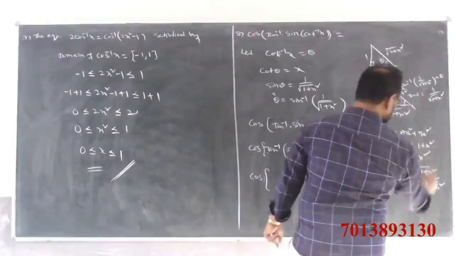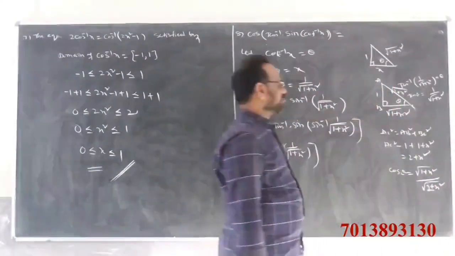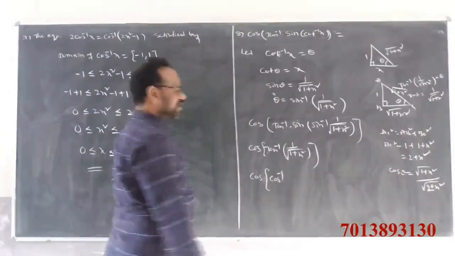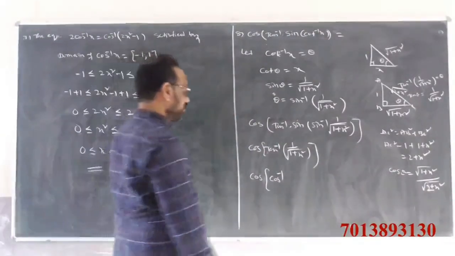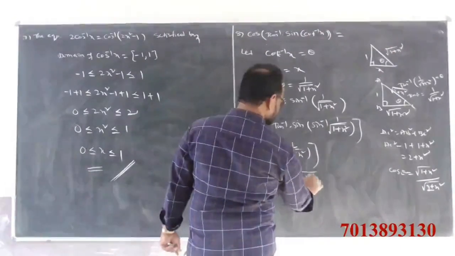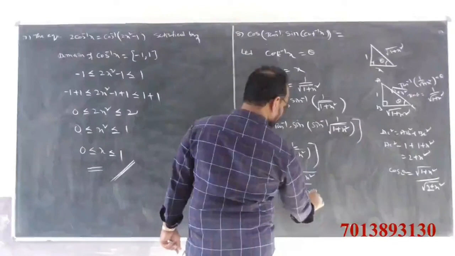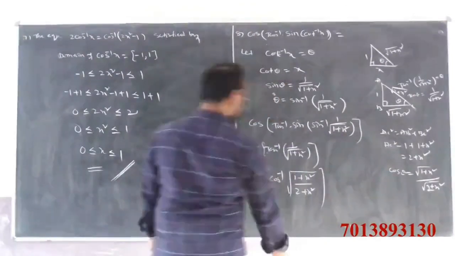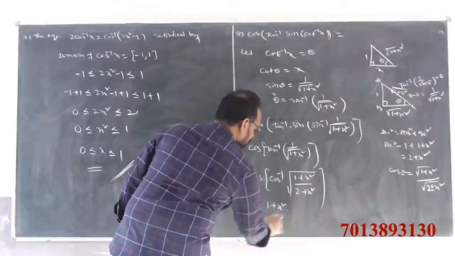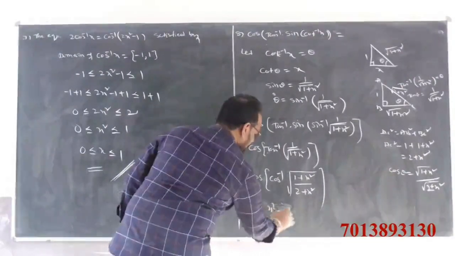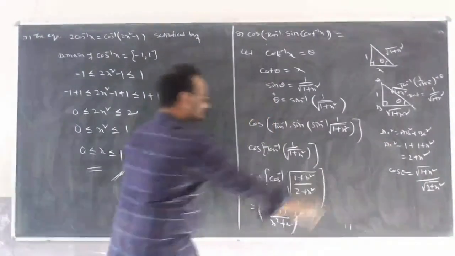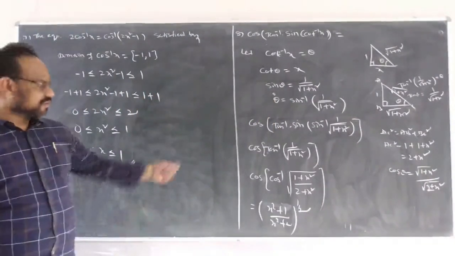Square root of 1 plus x square by square root of 2 plus x square can be written as the square root of 1 plus x square by 2 plus x square. This is cos inverse, and combining the roots we get 1 plus x square by x square plus 2, whole to the power 1 by 2. Square root means we get the whole power 1 by 2. This is the answer.